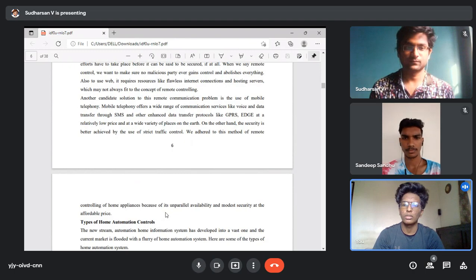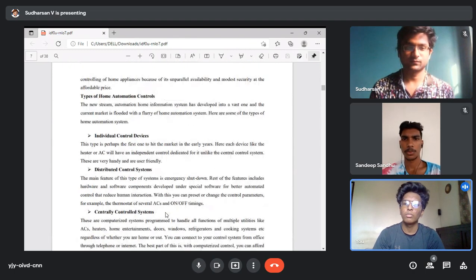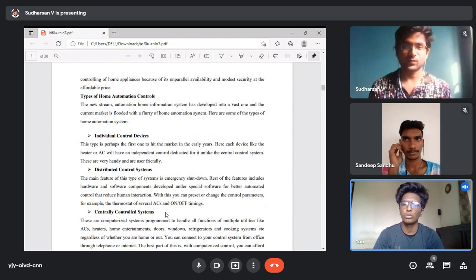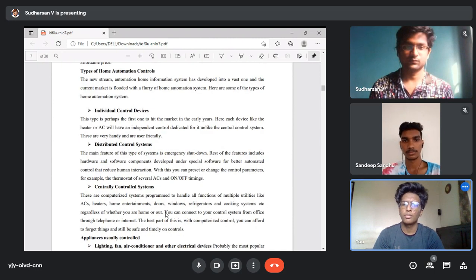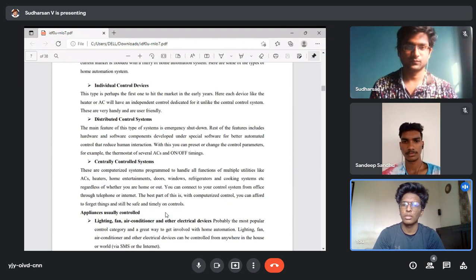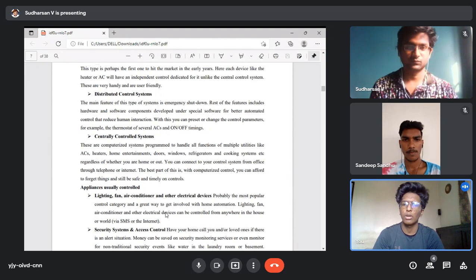Types of home automation control. The new stream, home automation information systems, has developed into a vast one in the current market. Individual control devices are perhaps the first type on the market, early on. Here the device is like a heater or AC. Distributed control system: the main feature of this type of system is emergency shutdowns. The rest of the features are nearly controllable.